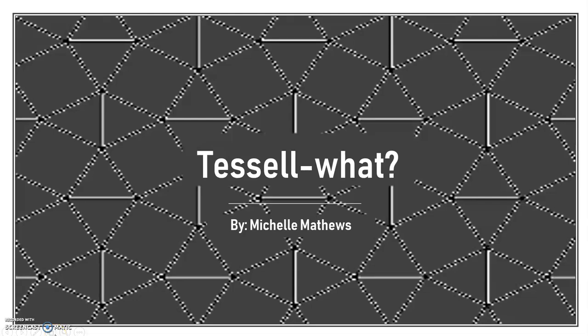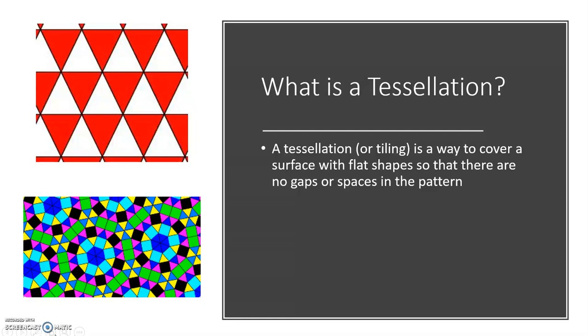Hi, today we're going to be talking about tessellations, or tessel what? So first, a tessellation, what is it? It's a way to cover a surface with flat shapes so that there are no gaps or spaces in the pattern. So this is what we see over here on the left side of the screen.